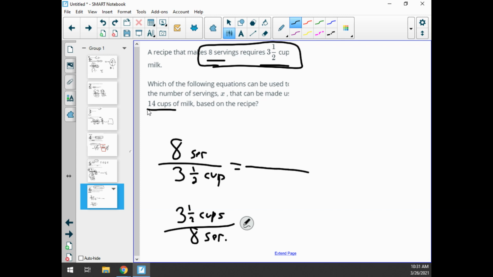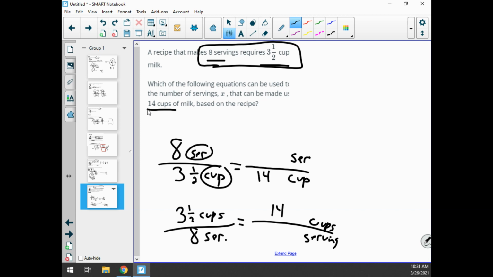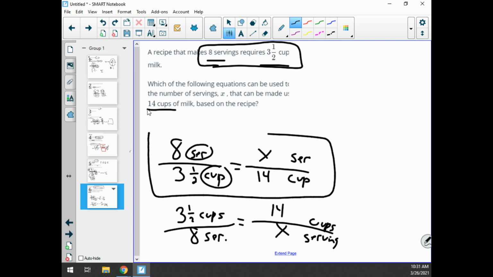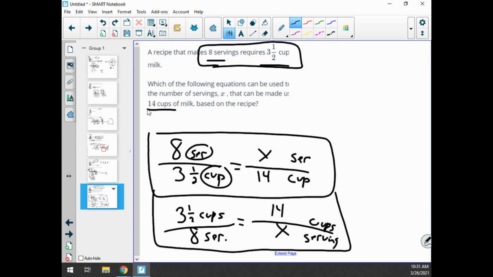You just have to make sure that whatever you choose for your second fraction, if I put servings over cups, I'm going to have servings over cups. If I have cups over servings, I have to put cups over servings. So figure out which numbers are missing. 14 is the number of cups of milk, and servings is what you're looking for. These are the 2 possible combinations for that problem. And one of those should look like the answer on your question.